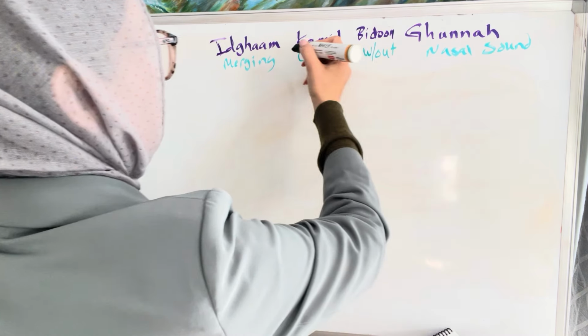So the letters that apply with this are lam and ra. These are the letters that we have to watch for when we come across them. When it has to do with the noon and the tanwinat, when the noon gets merged with these, how do we read it? Okay, so the example for the first one is when we have to deal with the noon.